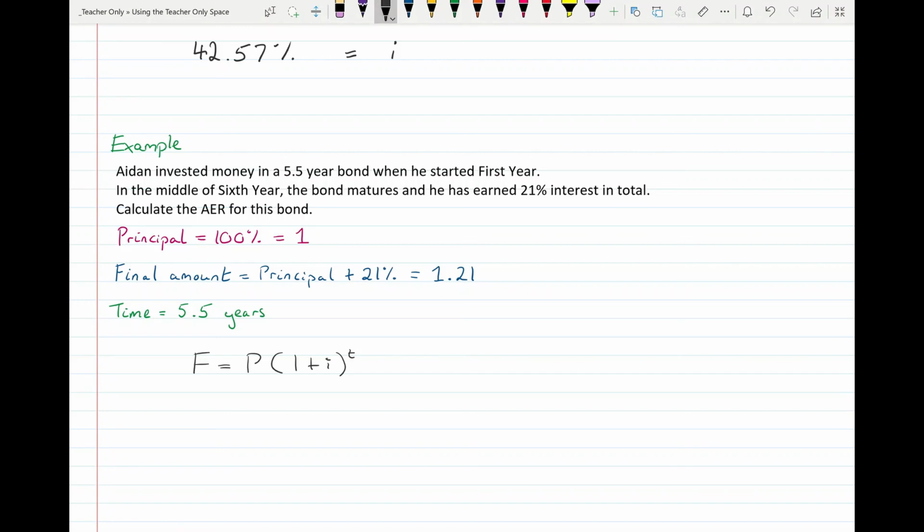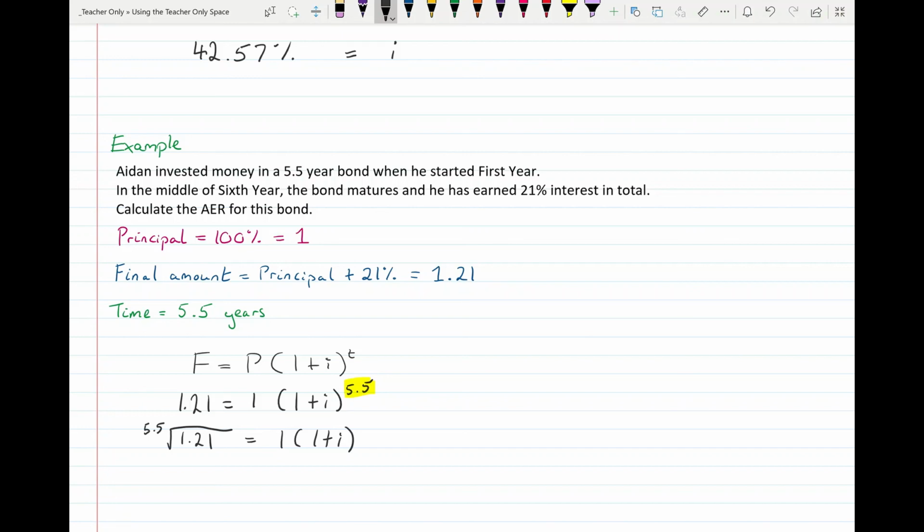And now we can put that into our formula. We know the final amount was 1.21. His starting amount was 1. And we don't know the interest rate, but the time was 5.5 years. I want to get that interest rate on its own, so I need to deal with this indice here. You'll remember from indices, if I wanted to get rid of that, I'll take the root, but it'll be the 5.5 root of 1.21 equals 1 times 1 plus I. So I did the opposite of putting it to the power of 5.5. I took the 5.5 root.